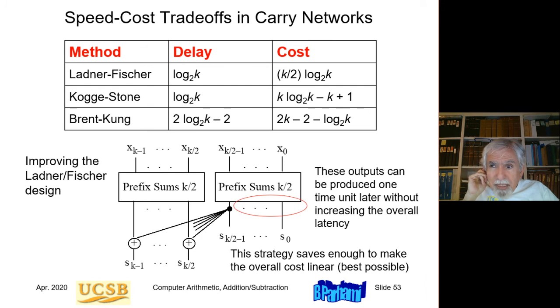So here you see the comparison of the 3 methods that we discussed so far. Ladner-Fisher, log 2k delay, K log 2k cost. Kogge-Stone, log 2k delay, K log 2k cost. So the two are comparable in terms of delay and cost, although the Kogge-Stone design does not have the fan-out problem. And Brent-Kung is roughly 2 log 2k, 2 log 2k minus 2 to be exact, so higher delay, but lower cost, linear cost.